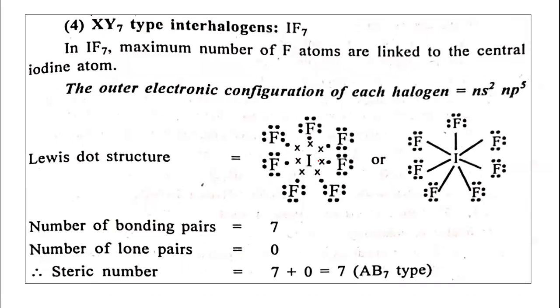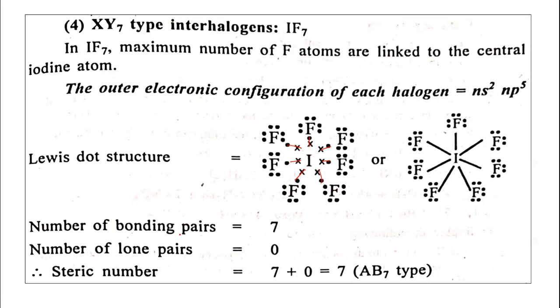Iodine is the central atom here, and there are 7 fluorine atoms: 1, 2, 3, 4, 5, 6, and 7. So there are 7 bonds in the IF7. All the electrons of the iodine are involved in the covalent bonding. No electron is left here, no unpaired electron, no lone pair electron.